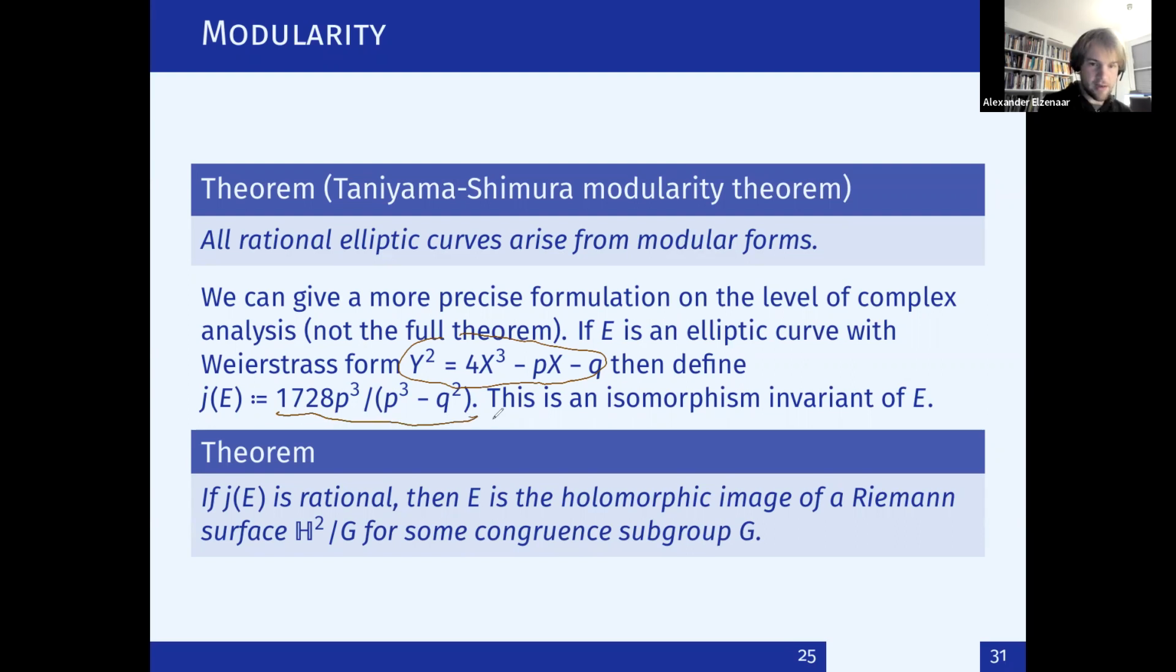This is actually, if you know any of these words, an automorphic form on PSL2Z, weight 0.